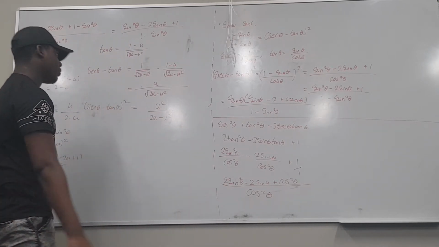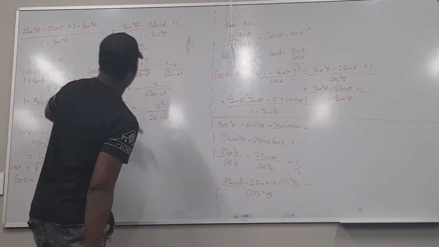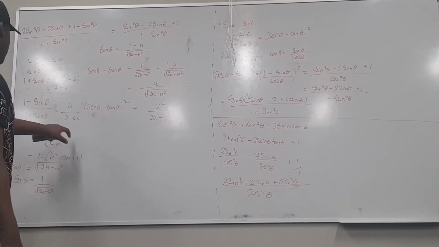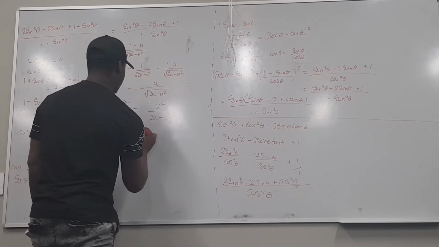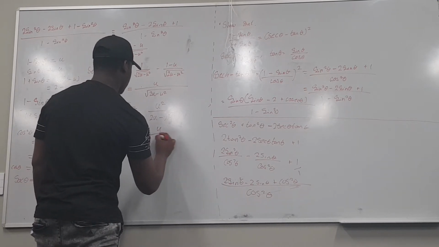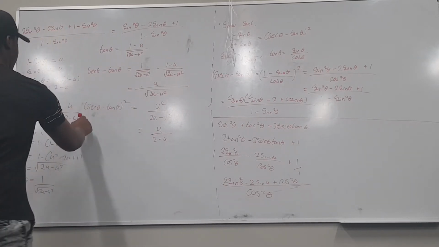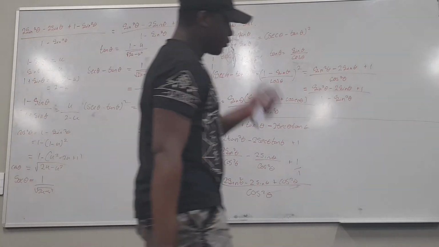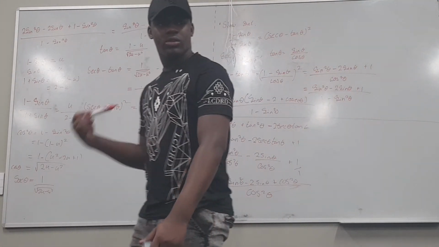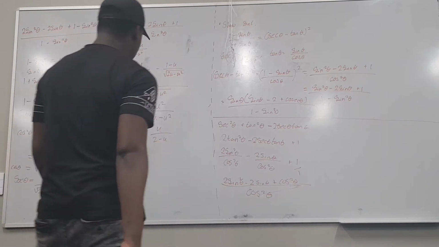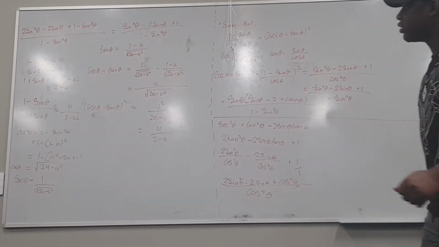Well, you have an answer, don't you? You can already see that it's correct with this, because if you simplify further, you have u divided by 2 minus u, and that's equal to this. So that's the solution to this question.